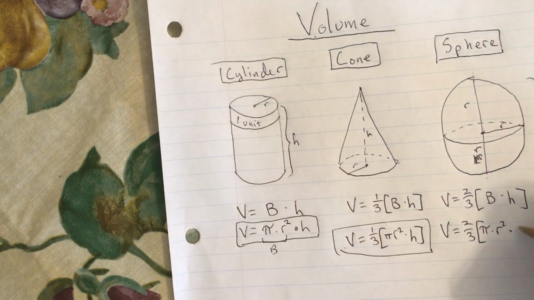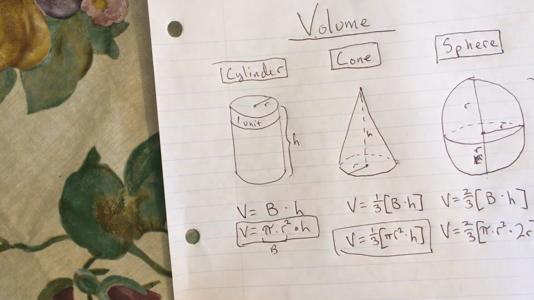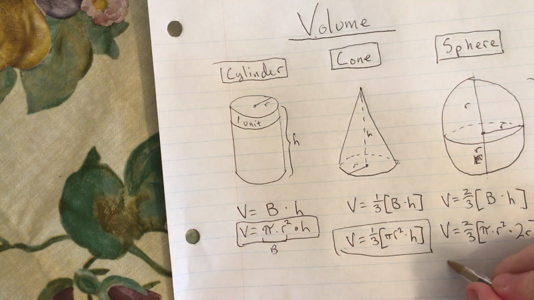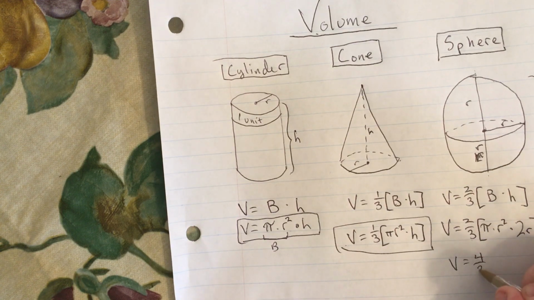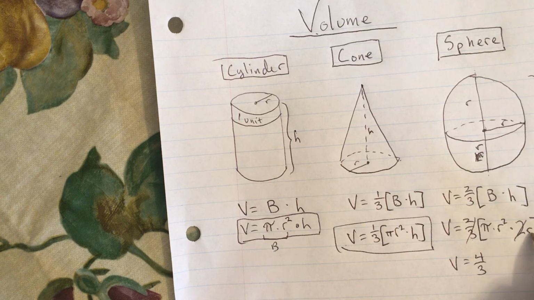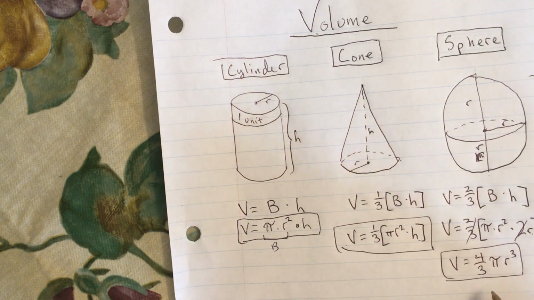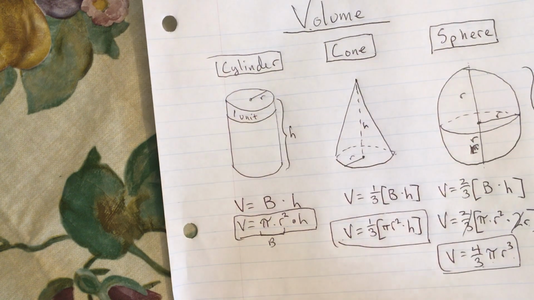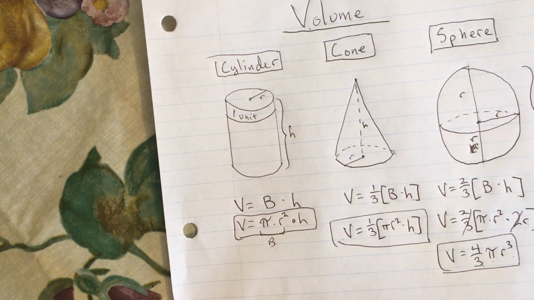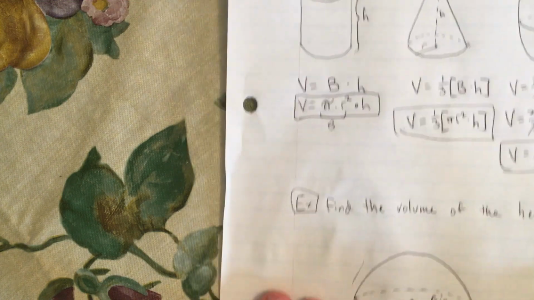So that's times 2r. So now I'm just gonna simplify this a little bit, because I can do 2/3 times 2 is 4/3. And then r to the 2nd times r is r to the 3rd. So that's the volume of a sphere. It's 4/3 times pi times the radius to the 3rd power. Okay? So I'm just going to do one example now.